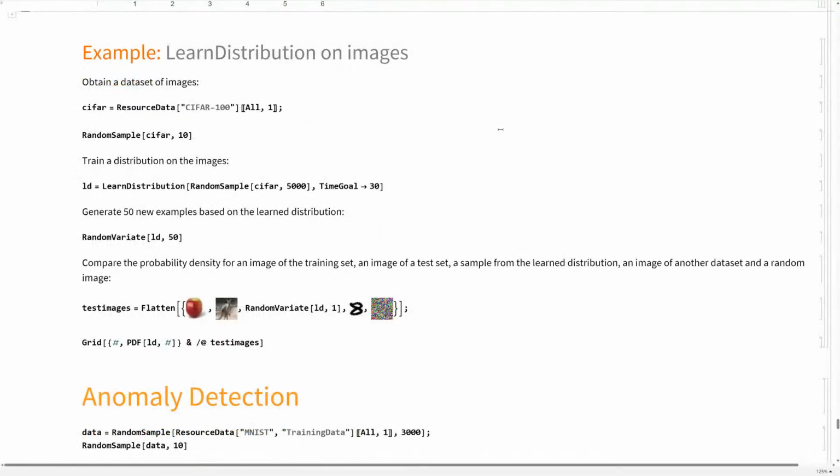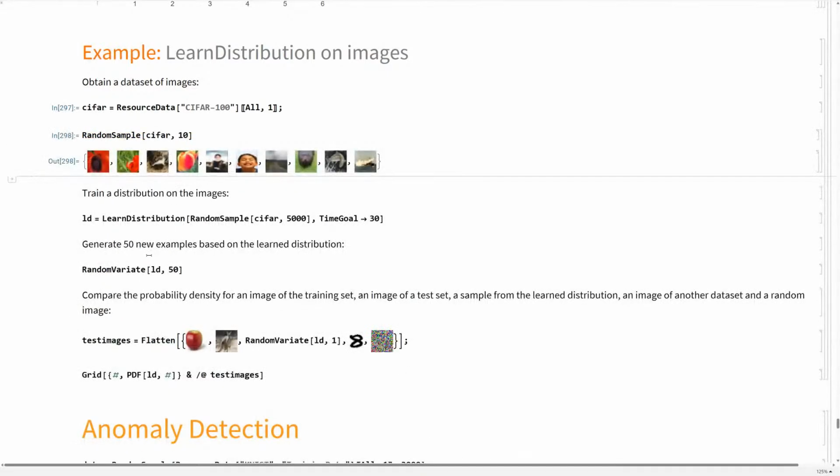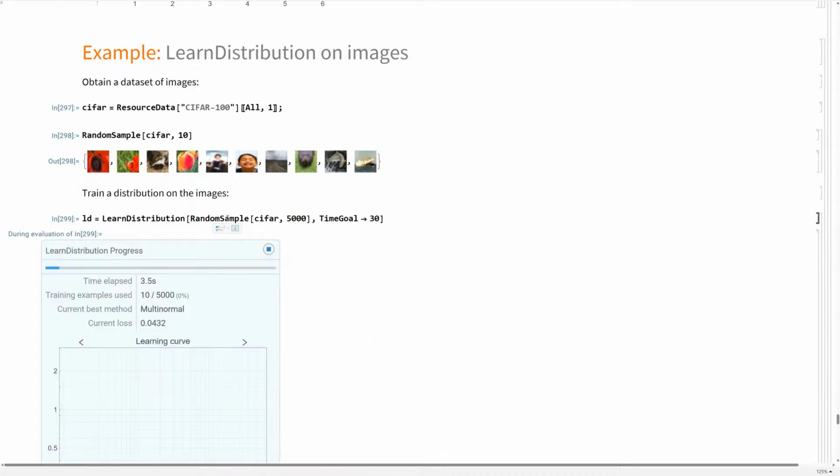And yeah, learned distribution. Now, for those statistics models, it will only work on numbers, right? But this learned distribution can work on images. So I'm just pulling in this resource data. There are some images of random things like apples, animals, something like that. All right, now I'm training a distribution on the images, which I believe will take a second.